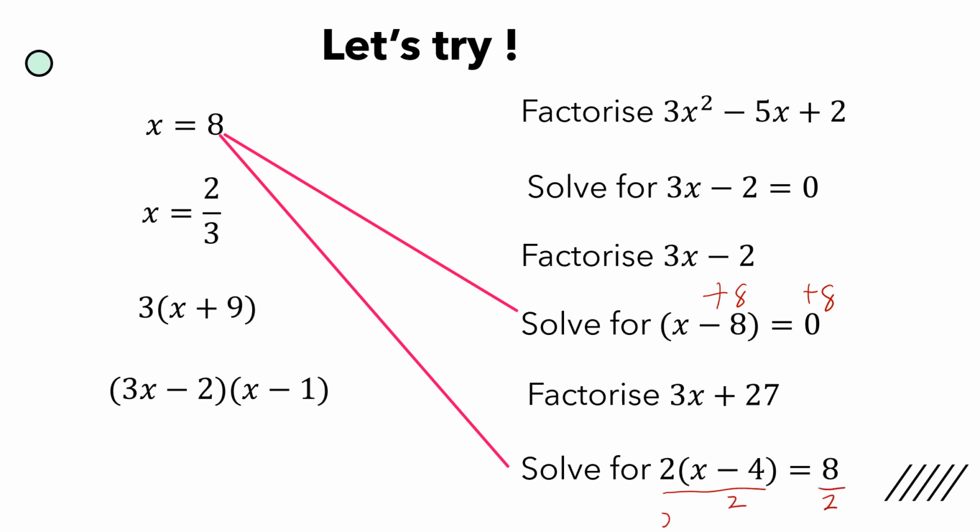And you would have x minus 4 equals 8 divided by 2. 8 divided by 2 is 4. Add 4 on both sides. You get x equals 8. All right, so there are two possible ways of asking to get x equals 8.